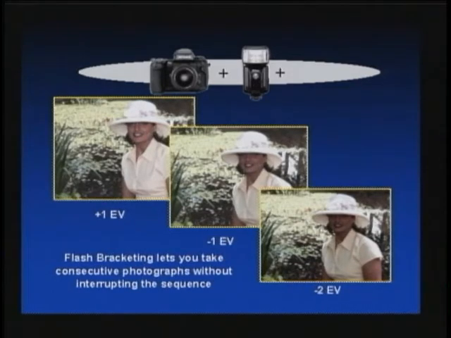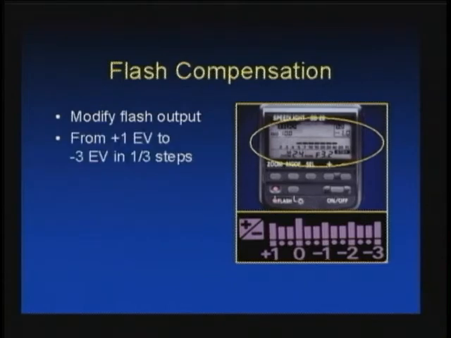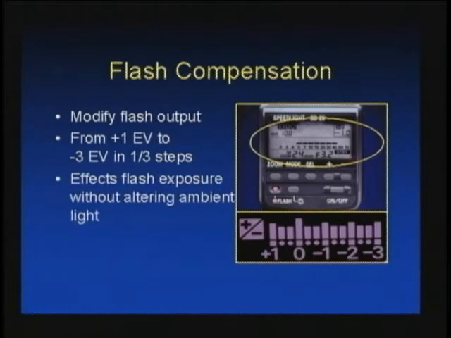We move on to flash compensation, and unlike flash bracketing, this is built into the speedlight itself. With flash compensation, you can modify your flash output from +1 EV to -3 EV in 1/3 EV steps. The great thing about flash compensation is you can do it on the fly, you can change it from photograph to photograph, and like flash bracketing, it does not affect the ambient light portion of the scene.